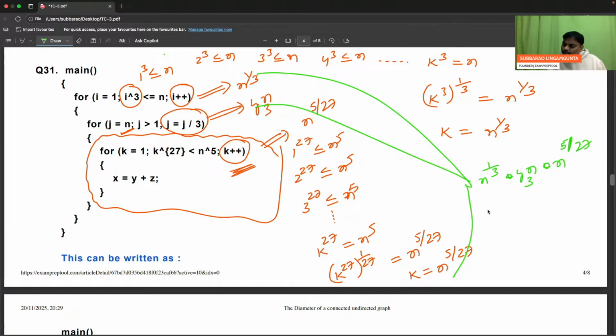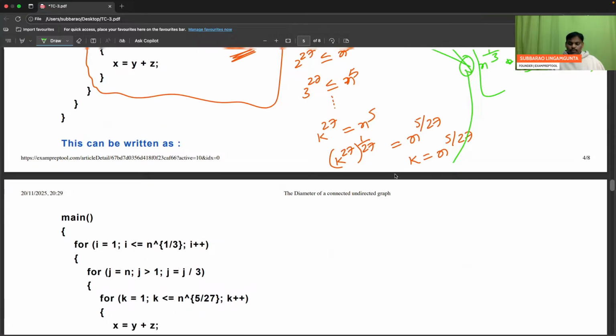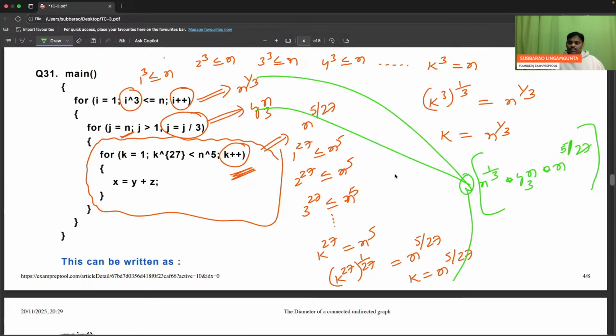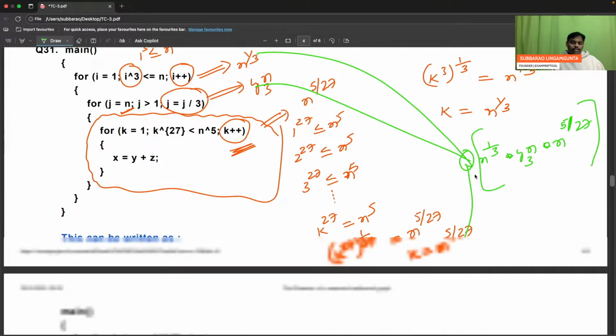Right? So whatever it is, just add properly, big O of n power 1 by 3 into log n base 3 into n power 5 by 27. So that is the answer for that problem. For this problem, the answer is going to be n power 1 by 3 into log n into n power 5 by 27. This is problem number 31.